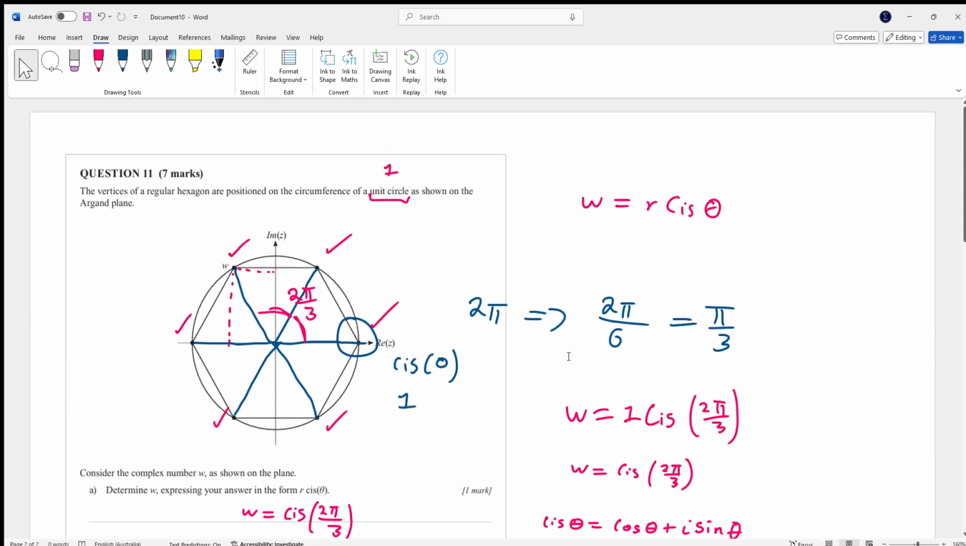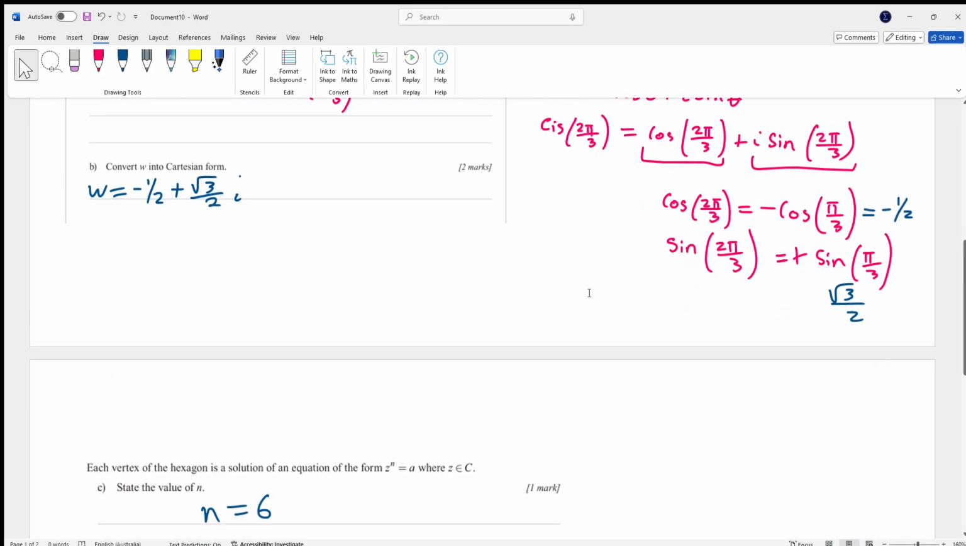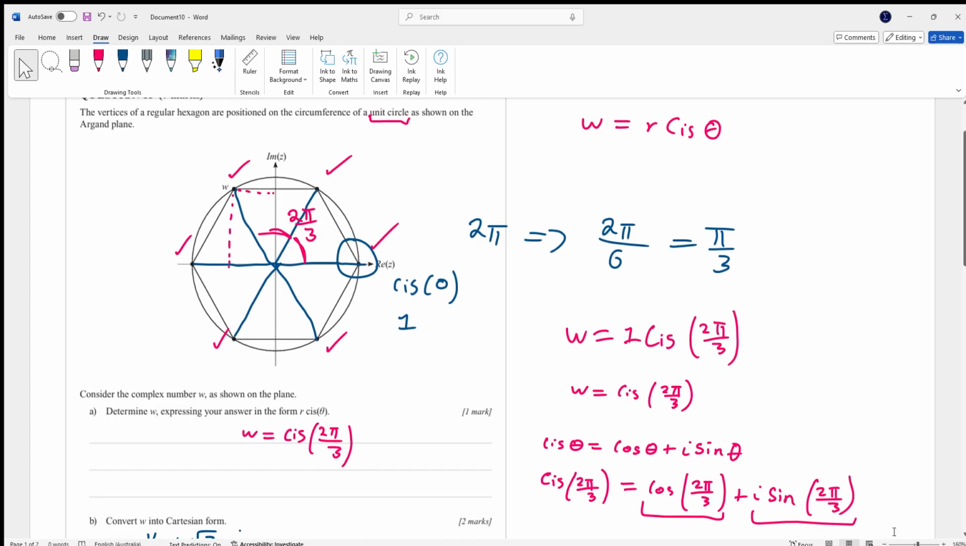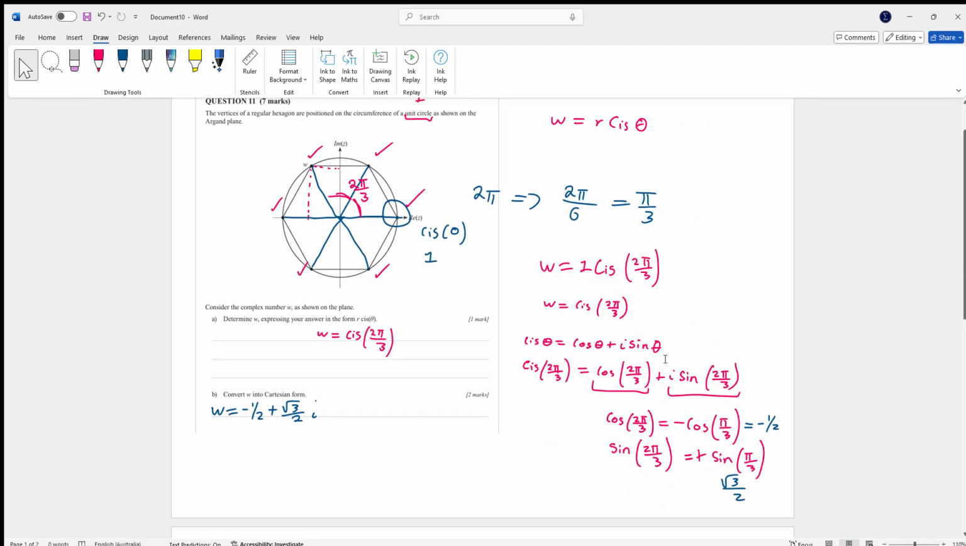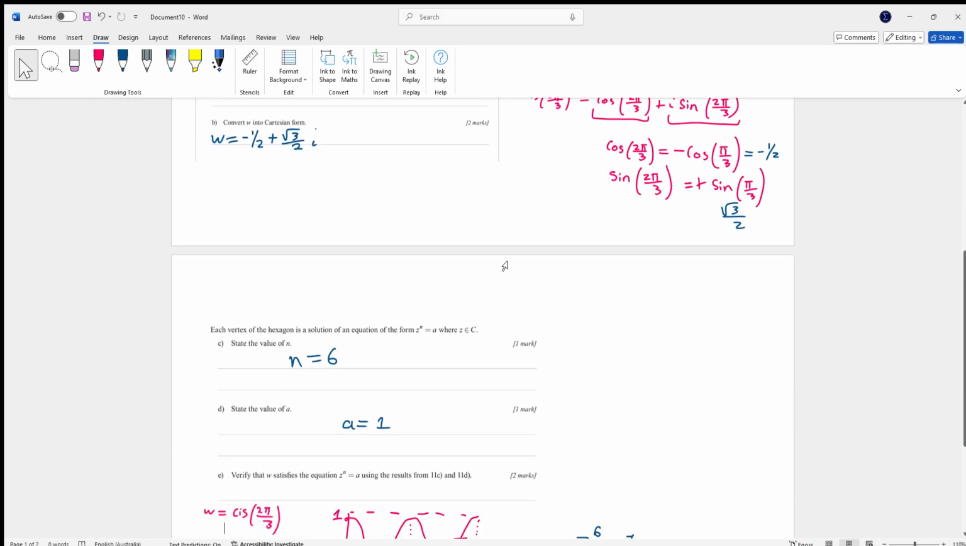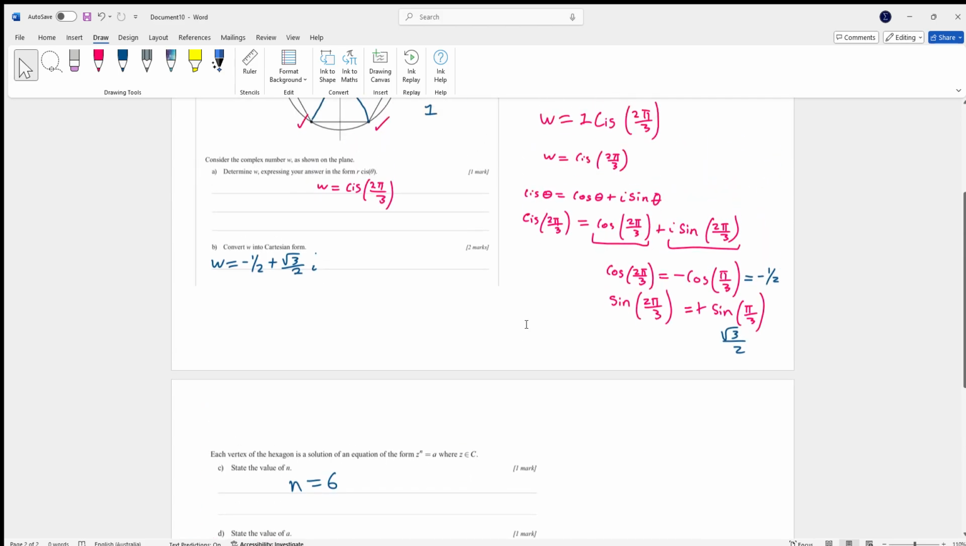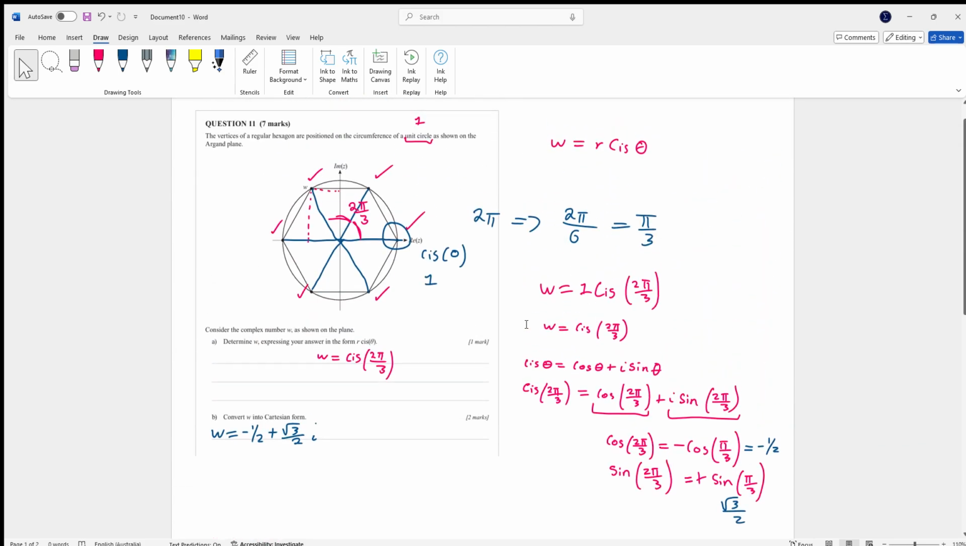Alrighty. Is this a hard question to start off with? Yes and no. If you don't know your trig and you don't know your complex numbers, definitely. But if you do, it should be a pretty simple question. It's an easy 7 marks to get. If you have questions about this one here, you need to study complex numbers a little bit more.